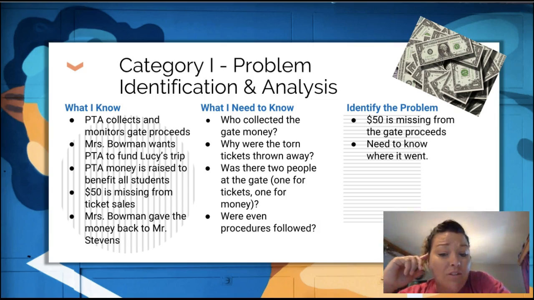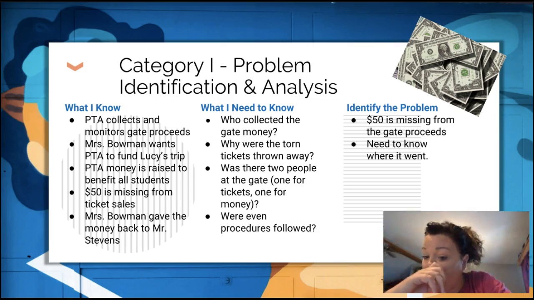I need to know why the torn tickets were thrown away. I would say that, if a ticket is unusable, probably put it back in the money bag and say unusable tickets, so you could identify that, hey, there were indeed 10 tickets that were damaged, misnumbered, whatever the problem might be. And were the event procedures followed, or were there really even any event procedures in place? So the problem here is that there is $50 missing from the gate proceeds, and I need to find out where that money went.